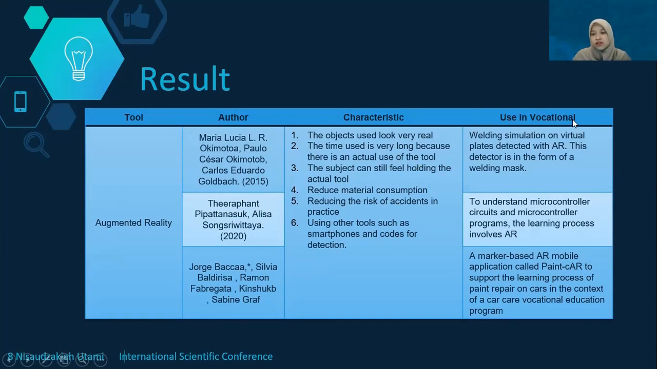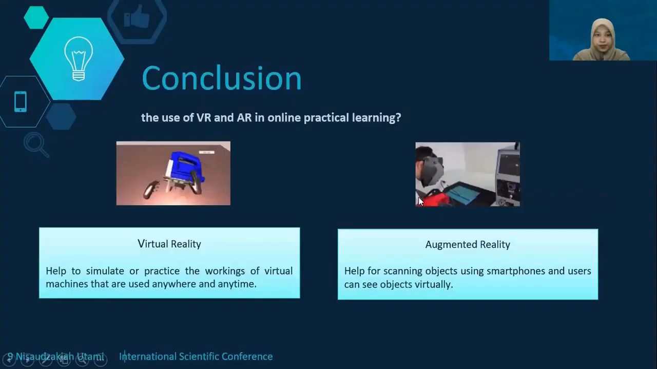In vocational use: welding simulation on virtual plates, detected with augmented reality, where the detector is in the form of a welding mask. To understand microcontroller circuits and microcontroller programs, the learning process involves augmented reality. A marker-based augmented reality mobile application called Paint CIR supports the learning process of paint repair on cars in the context of a car care vocational education program.